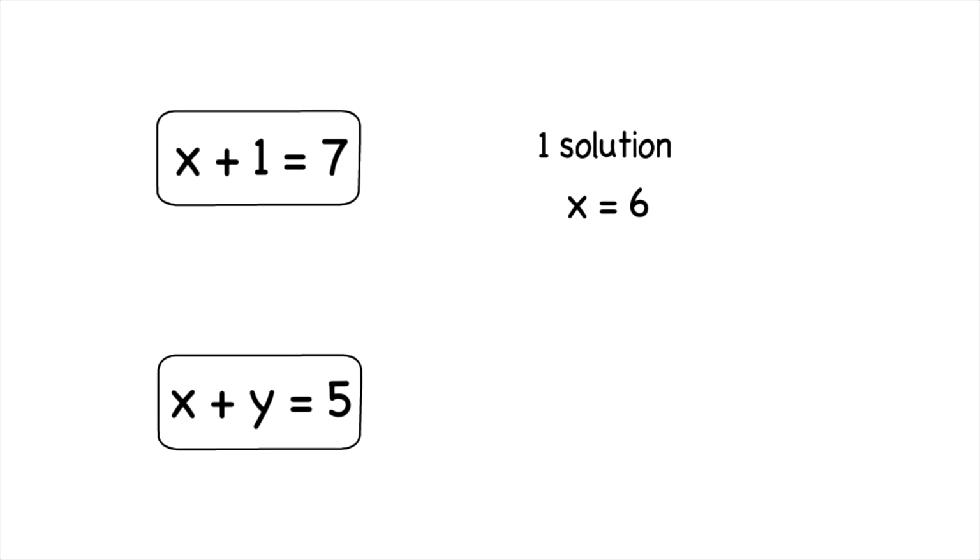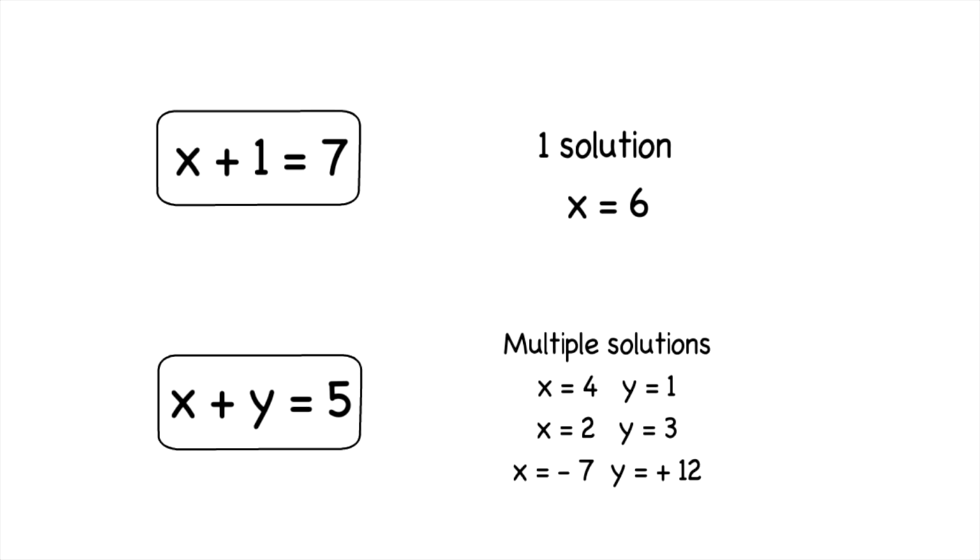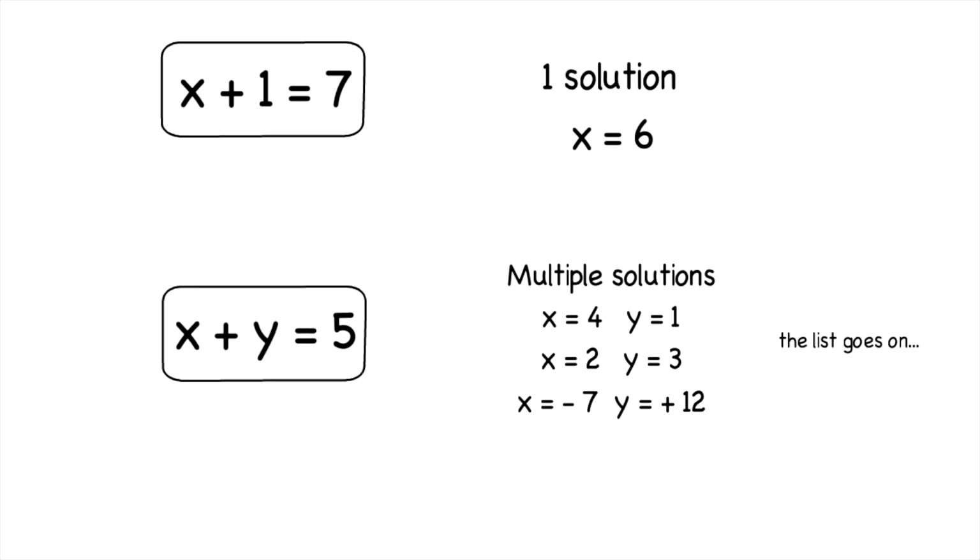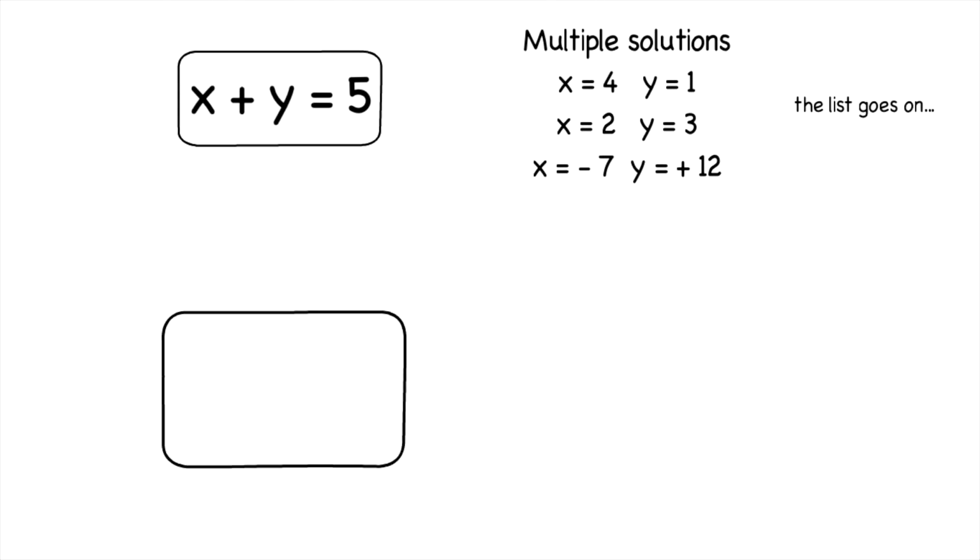But what about when we're given something like this? There isn't only one solution anymore. X could equal 4 while y equals 1, x could equal 2 while y equals 3. The list would keep going on. So that's why we need to be given two equations when there are two unknowns.